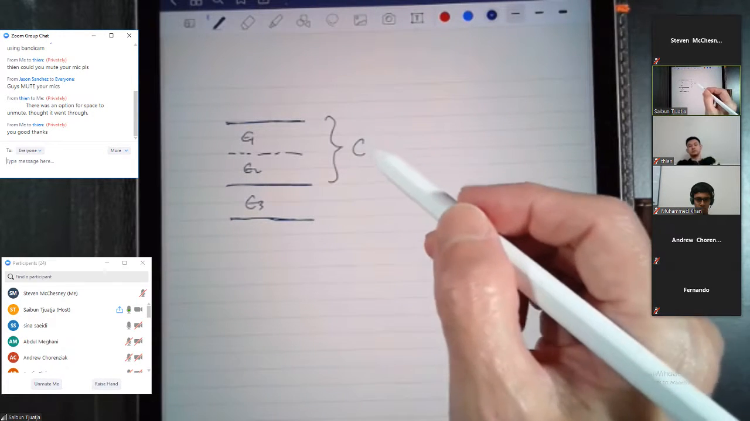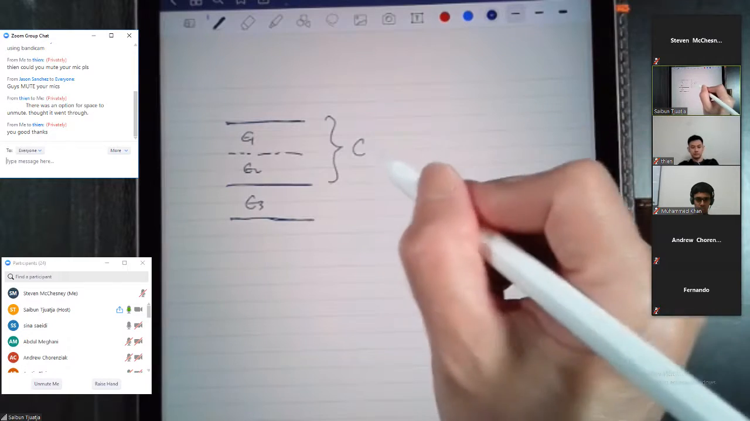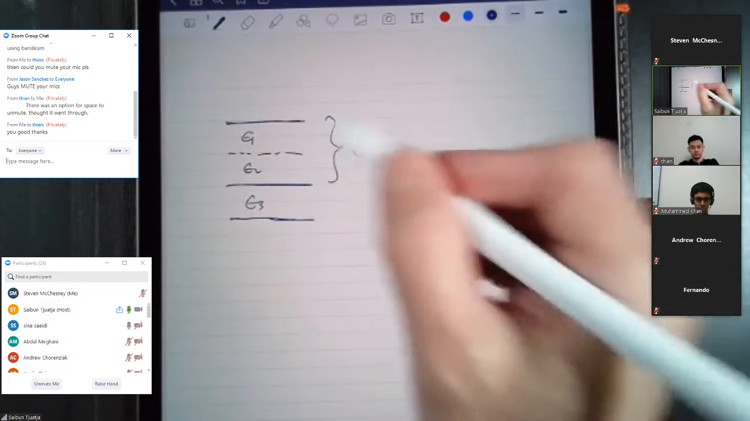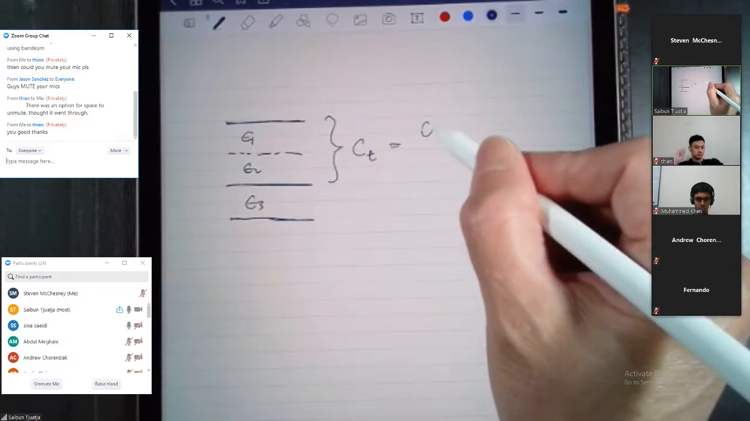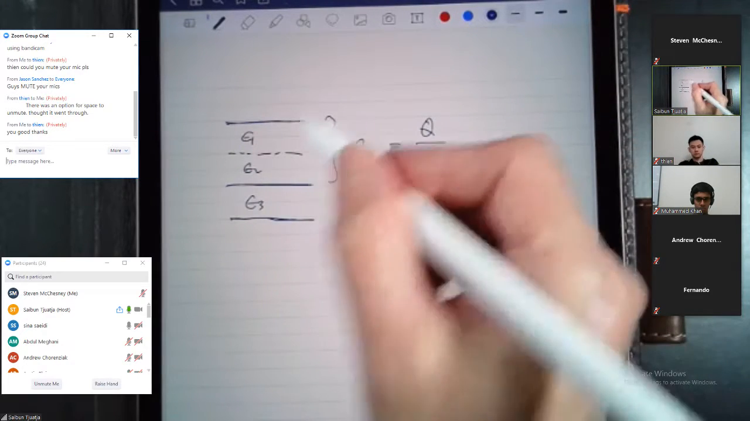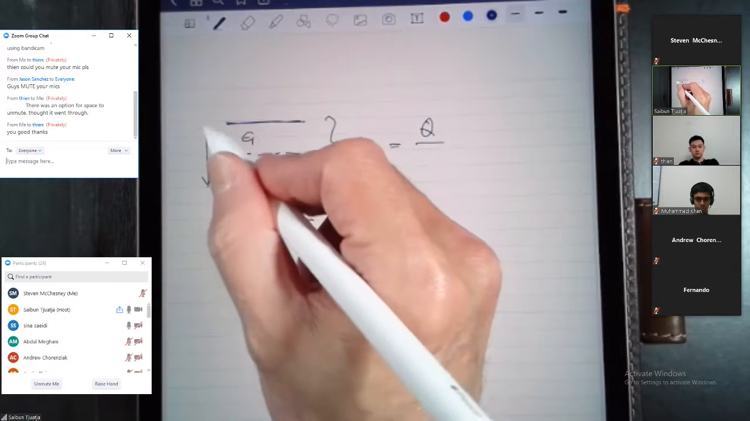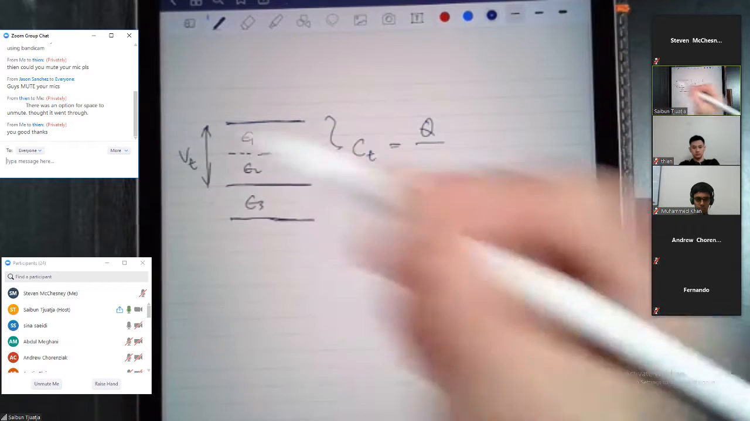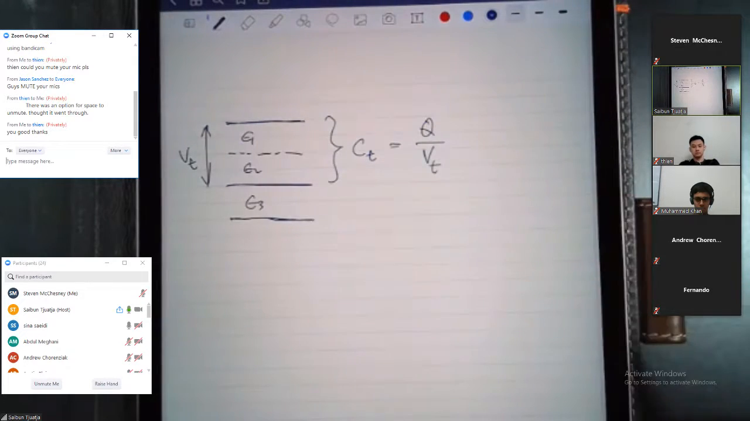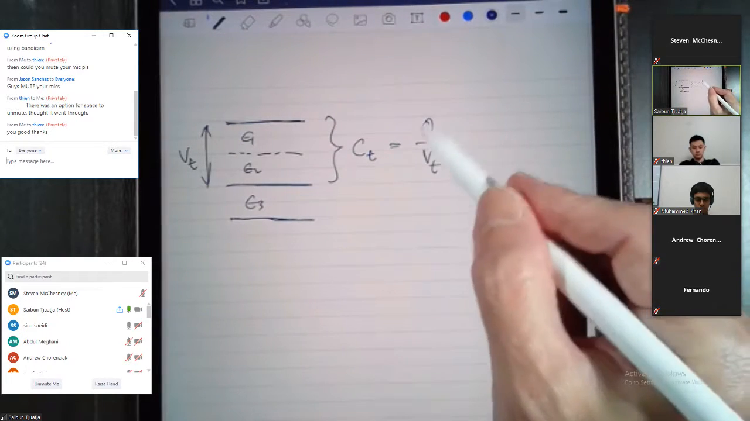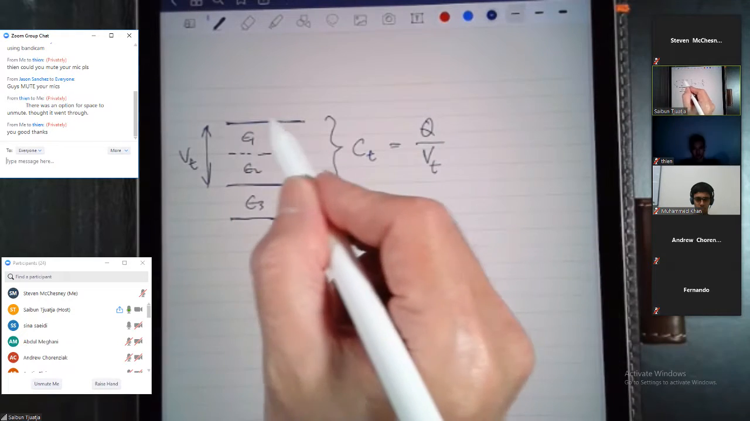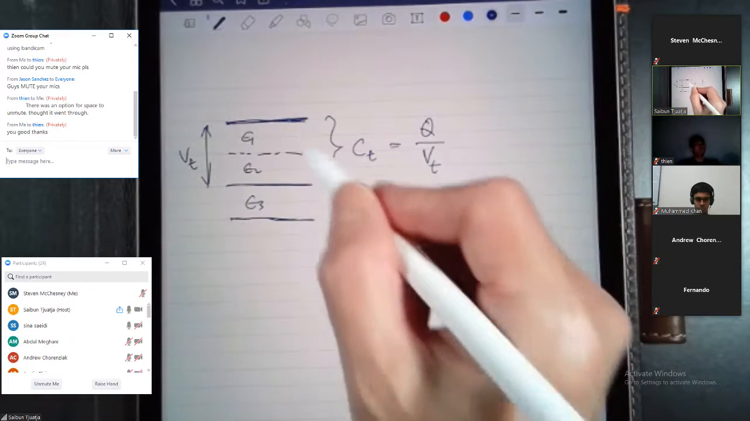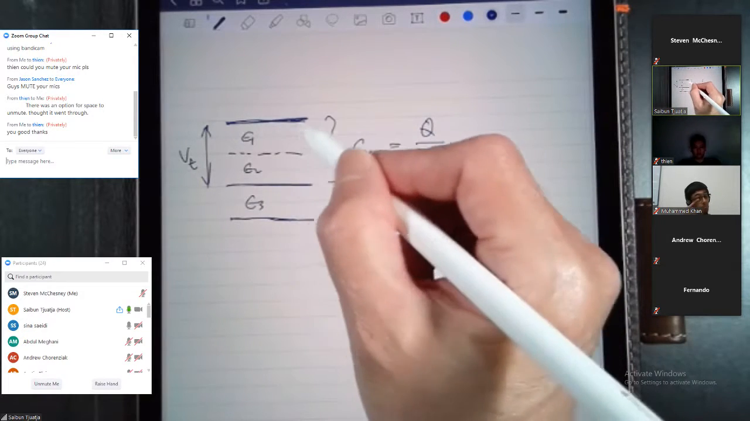Now for this particular part, let's call this C of T, the top. C of T basically is defined as whatever charge is held by this, Q, divided by the potential between these two, let's call this VT. So C equals Q over VT. So what's the Q? Well, we know the Q from our first boundary conditions earlier. The charge on the first plate.